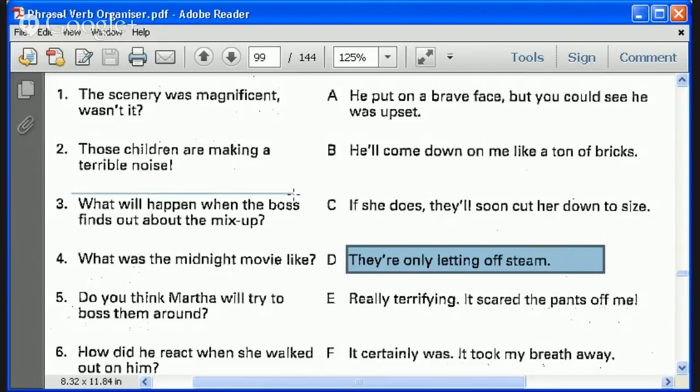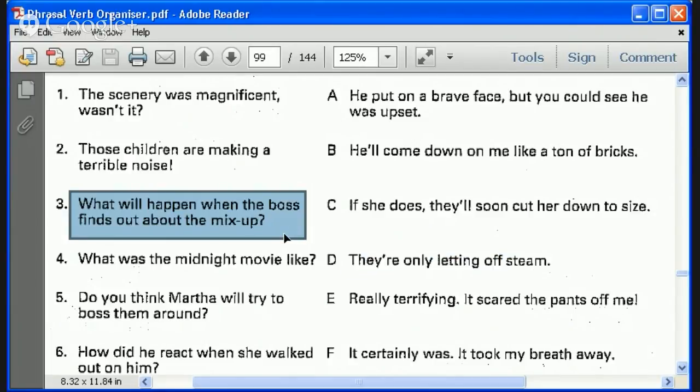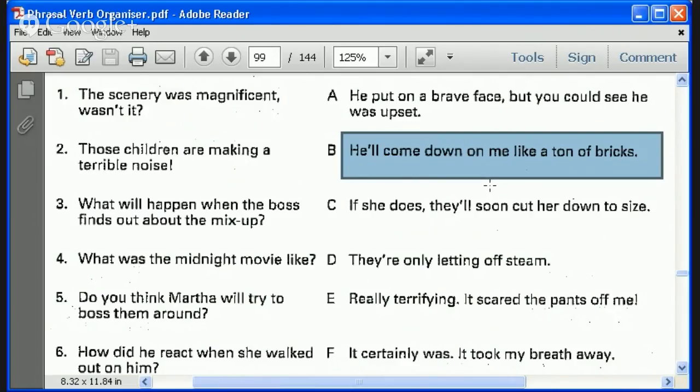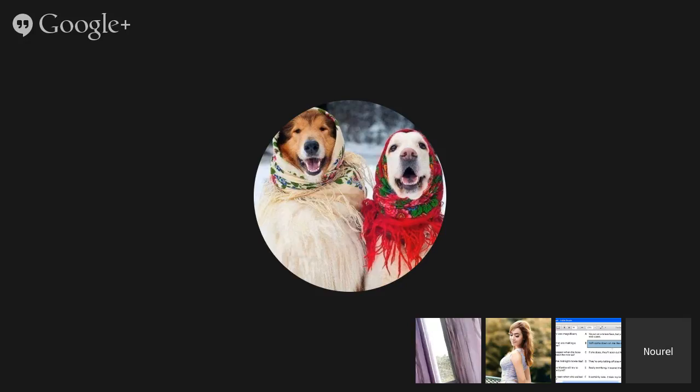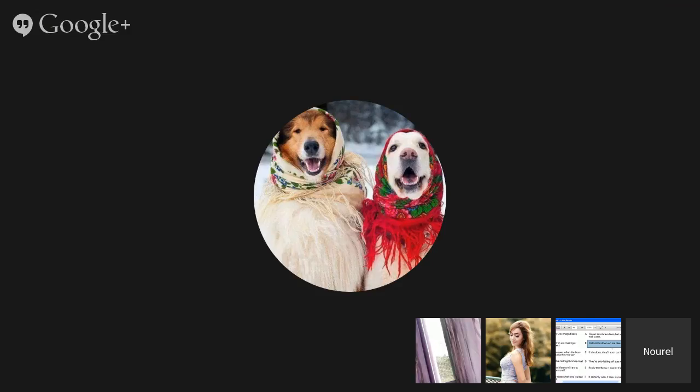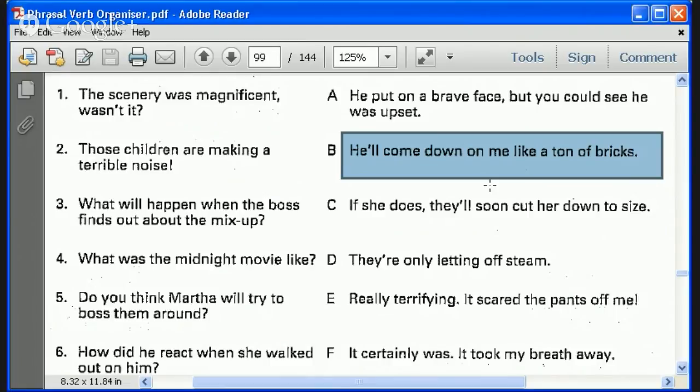Well, okay. Narelle, how about number three? What will happen when the boss finds out about the mix-up? He will come down on me like a ton of bricks. Whew, not good. Come down on someone like a ton of bricks. Clearly, that's not a positive. Obviously, a negative, meaning the boss will really give you a hard time. We're almost out of time.